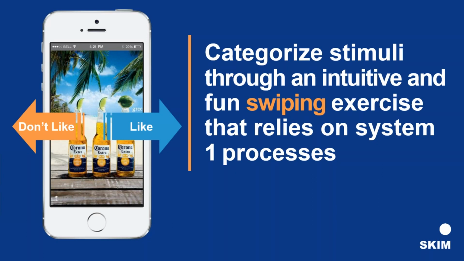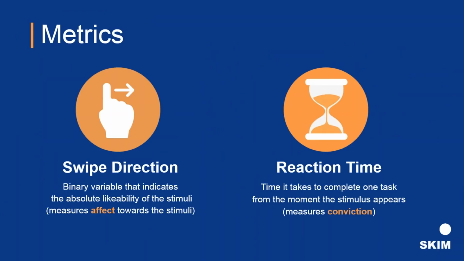And once somebody goes through this, in the back end, we have two key metrics that we use to evaluate this. One is, as I mentioned before, the very binary decision of, did you swipe to the right? Yes, or swipe left? No. And this really measures the affect towards that stimuli. And it gives a very absolute score. So what we talked about before, where a lot of times, unfortunately, things can be rather relative in scoring, this gives a very absolute score, because it really is just a binary decision.